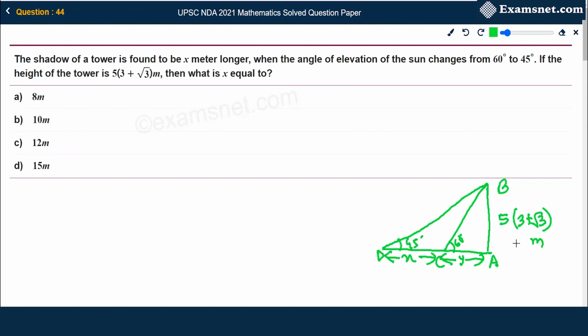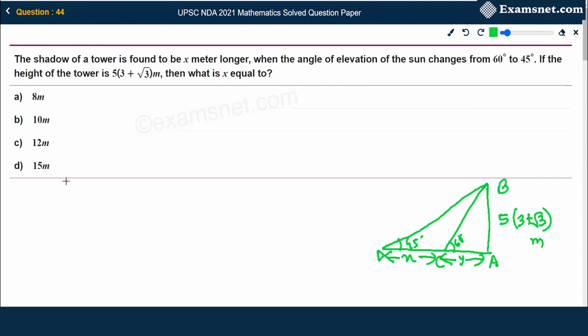In order to solve this question, y first. Here AB is the tower. Let AC and AD be its shadows when the angles of elevation of the sun are 60 degrees and 45 degrees respectively. Therefore, angle ACB is 60 degrees and angle ADB is 45 degrees. Also, it is given that CD is x meters, we have assumed that, and AC is y meters. And here AB equals 5 times (3 plus root 3) meters.